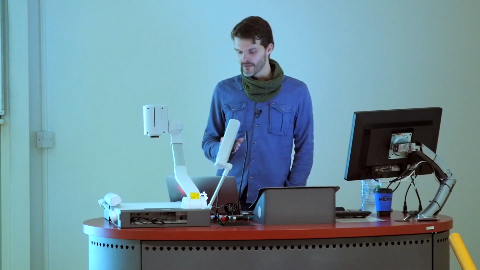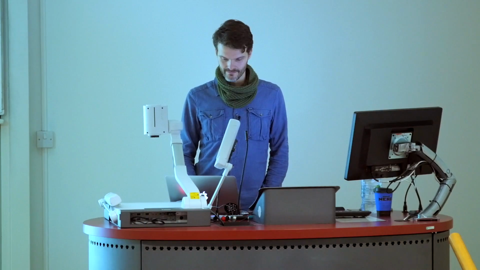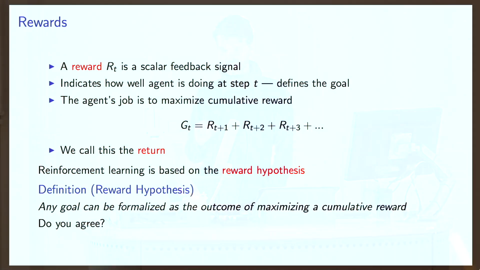This is a fairly simple setup, fairly small in some sense, but it turns out to be fairly general as well, and we can model many problems in this way. So the reward, specifically, is a scalar feedback signal. This indicates how well the agent is doing at step time t, and therefore it defines the goal, as I said. Now the agent's job is to maximize the cumulative reward, not the instantaneous reward, but the reward over time. And we will call this the return.